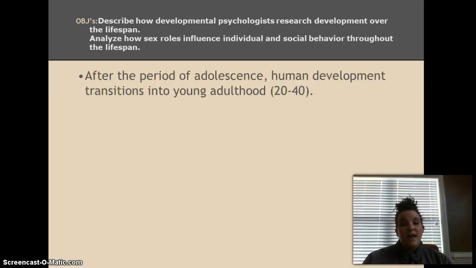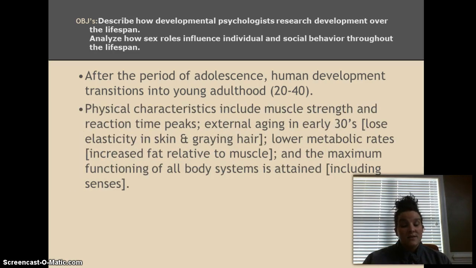We're mainly focused on adolescence today, but we're also going to be looking in the very near future at that period called young adulthood, which is 20 to 40. Some things to keep in mind about young adulthood: physical characteristics, including muscle strength and reaction times, will peak. External aging will happen in your early 30s, so your skin starts to lose elasticity. You start to have graying hair. I've talked about mine in class before. Lower metabolic rates, so you have more fat relative to muscle. And the maximum functioning of all of your body systems is attained, including senses. So really, you are at your physical peak probably in your early 20s, early 30s, and then it kind of all goes downhill from there.